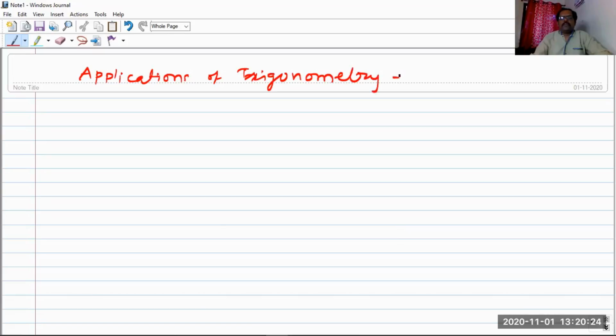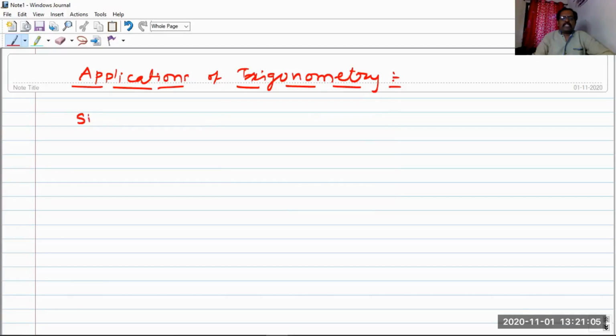Before we see what the applications are, how to use trigonometry in our day-to-day life, I will just brush up what you have seen in the last class. In trigonometry we have seen the various trigonometric ratios. We have also seen the values of trigonometric ratios for different angles, for 30, 45, 60, 90 and so on. Along with that we have solved various examples on it. We have also seen the very important identities from the trigonometric ratios.